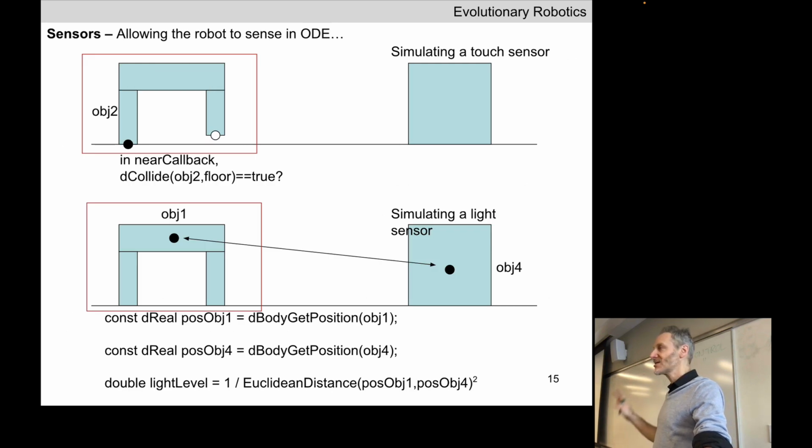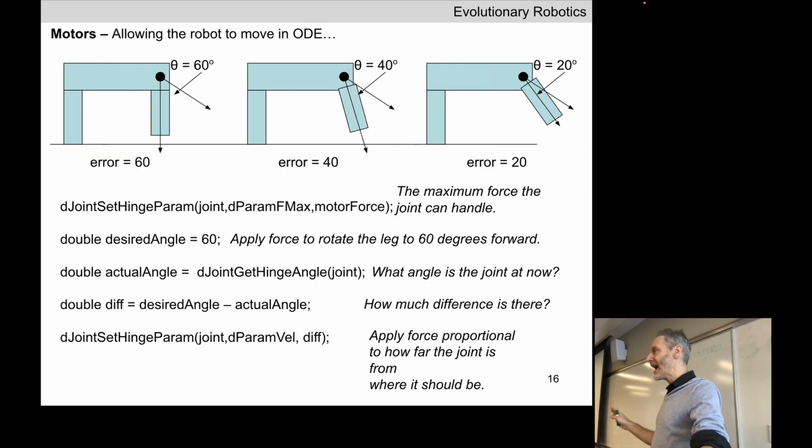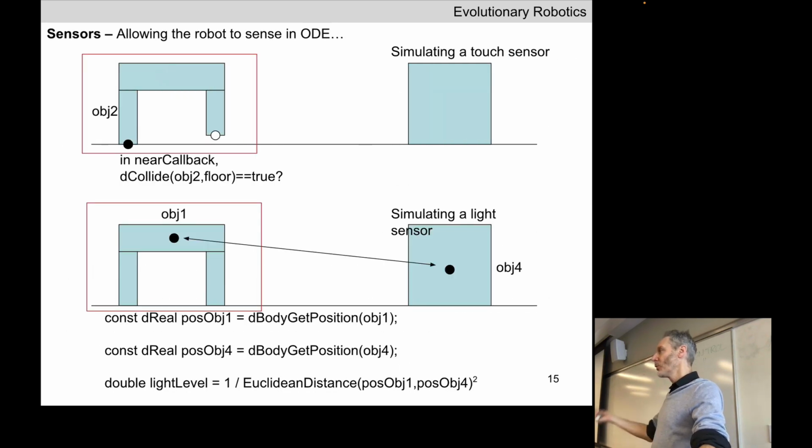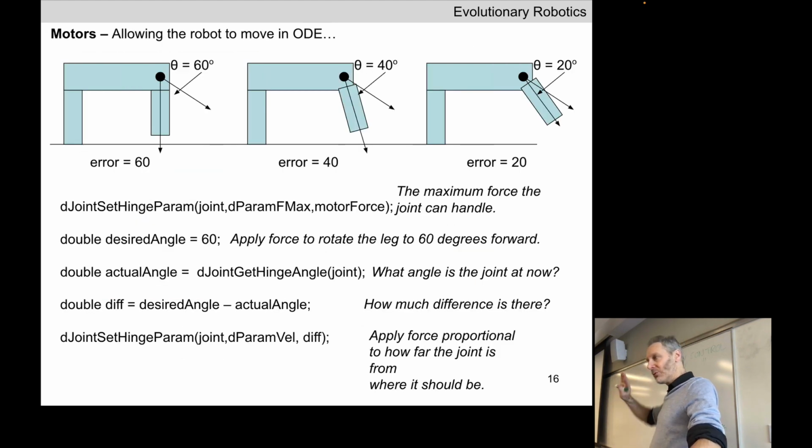So we saw sense, we saw act. In sense, we're querying various aspects of the physics engine to get numbers that we want and plugging those into the sensors of the robot. We're doing this in reverse for action. We're computing what we want the robot to do and then sending that to the physics engine to make it happen.